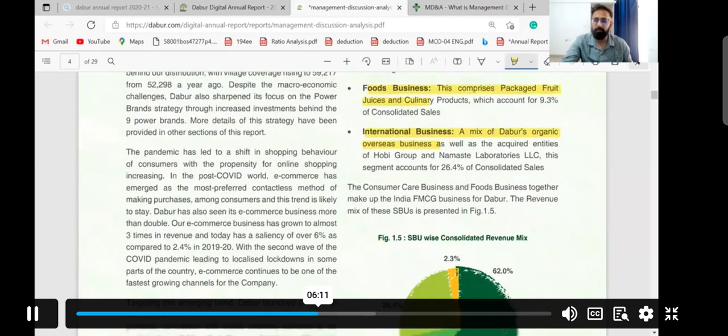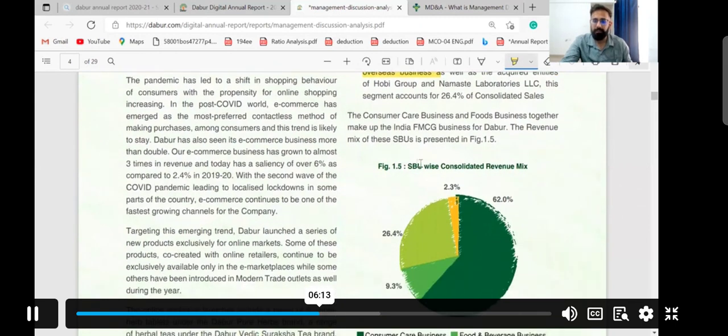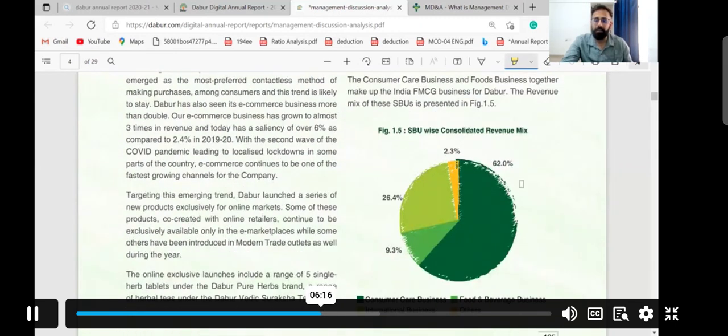They are into multiple segments. So if you see, segment-wise consolidated revenue mix is given. From the consumer care business, they are able to generate 62%. So they are earning most of their revenue from the consumer care business. Now, from food and beverages, they are earning 9.3%. From international businesses, they are earning 26.4%. Here the information is given, 26.4%. And further, from others, they are able to generate 2.3%.